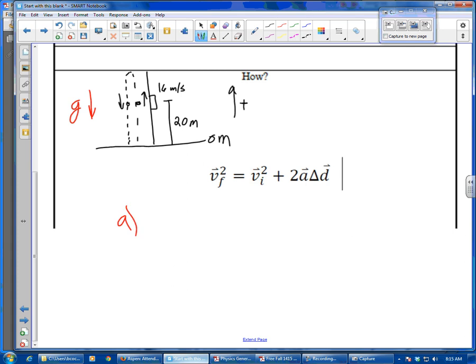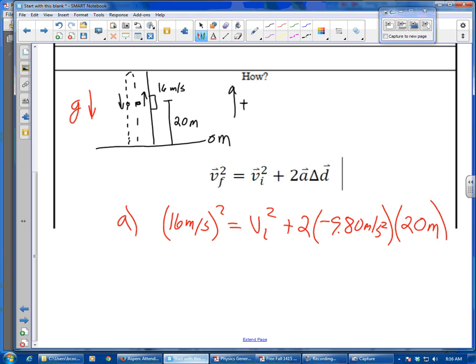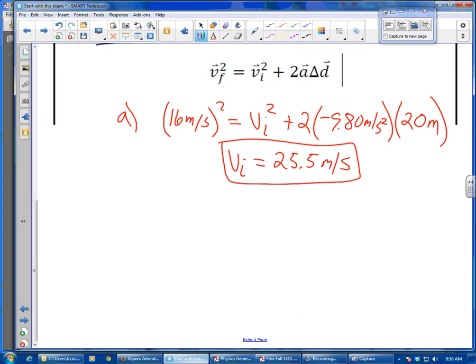And now I'm putting in the things I know. It ends up going 16 meters per second. It started at I don't know what. I know acceleration is negative 9.80 meters per second squared. Its change in displacement is positive 20 meters up. And that ends up being, let's see, 25.5 meters per second. So that's its initial upwards velocity. Any questions on that?